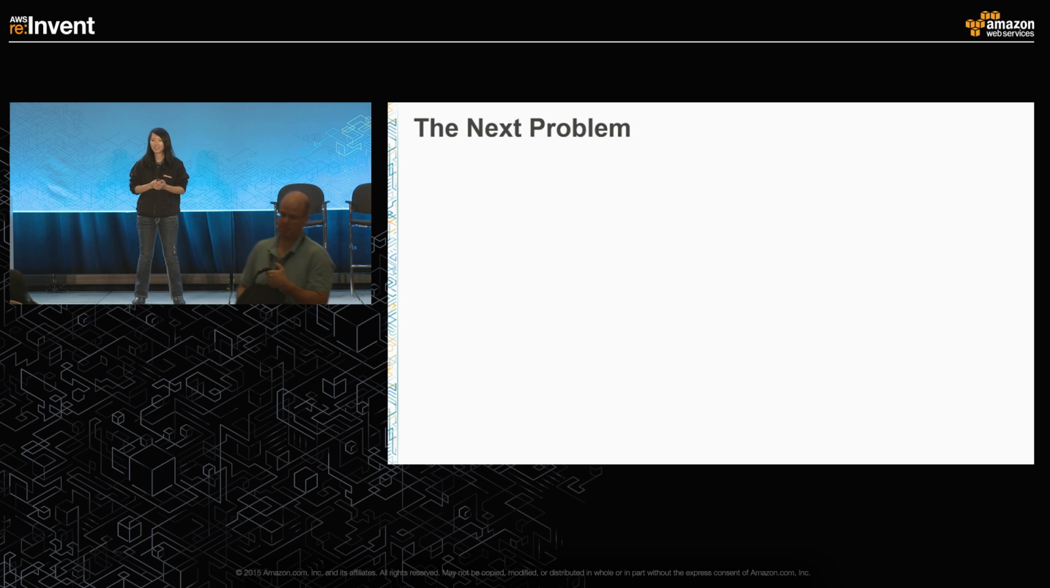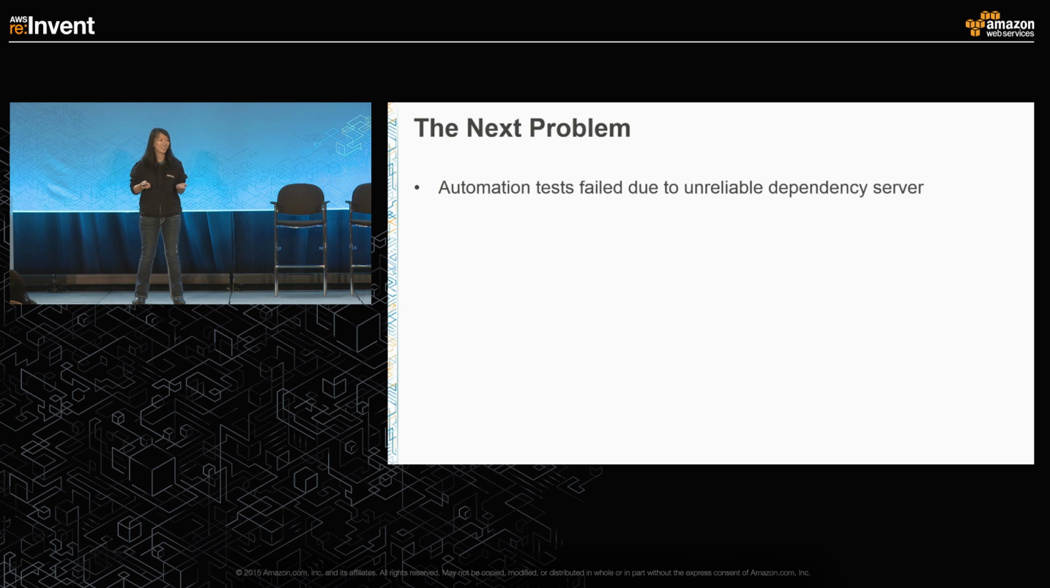So raise your hand if your integration test failed because of the unreliable dependency server. Okay, I see quite a few. We have the same problem. Our automation test failed because of the unreliable dependency server. It could be the dependency server is buggy, or they're not ready for integration, or simply because they're doing their own CI/CD update. But all this caused our automation test to fail, not because it finds a true bug in our system under test, but because of the unreliable dependency server.